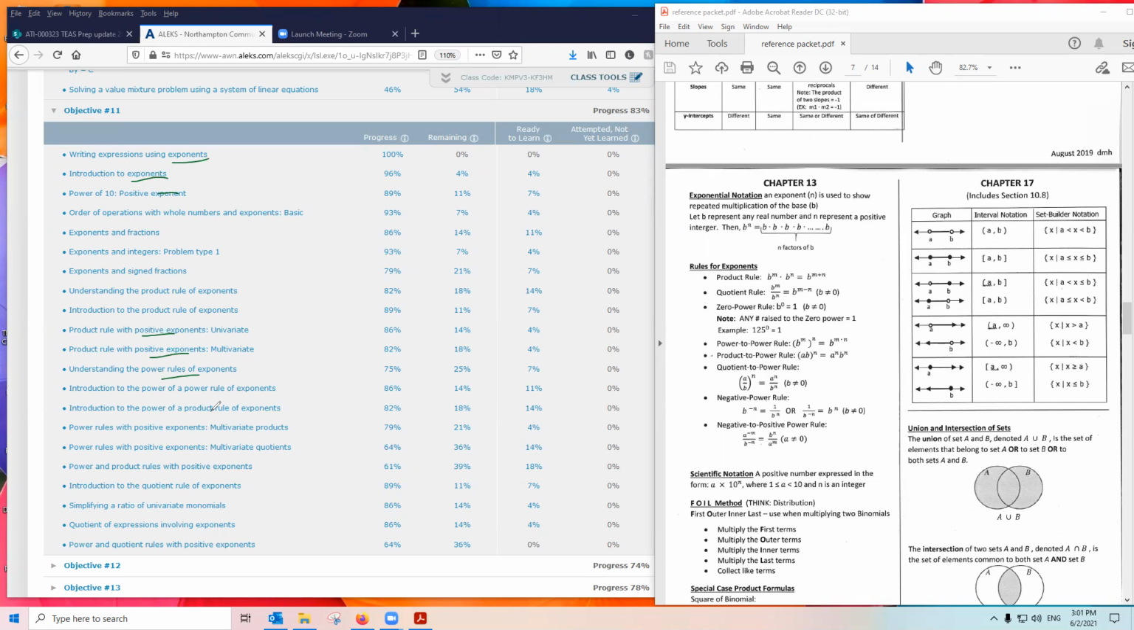Now, very important that you come here to the reference packet, because here is a definition of working with exponents. Here are important rules that we're going to be using to simplify these expressions. Notice there's something called a product rule, quotient rule, power to power rule, and so on. The key in this objective is to recognize when to use which of these rules to simplify an expression. So we'll try to do a bunch of examples to see how this works.